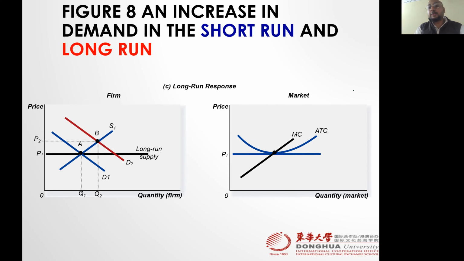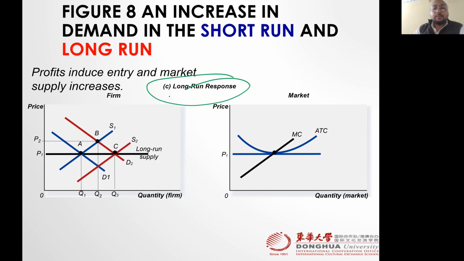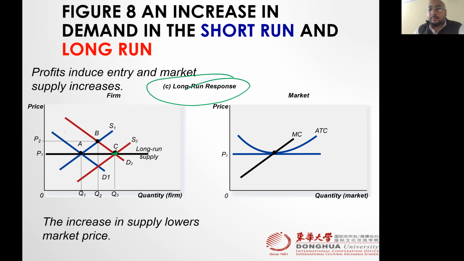So the long run response is entry. When the entry condition is there, firms come up with supply of the product. So market supply increases. All right, so what happened? Again, the price falls until the price reaches average total cost.